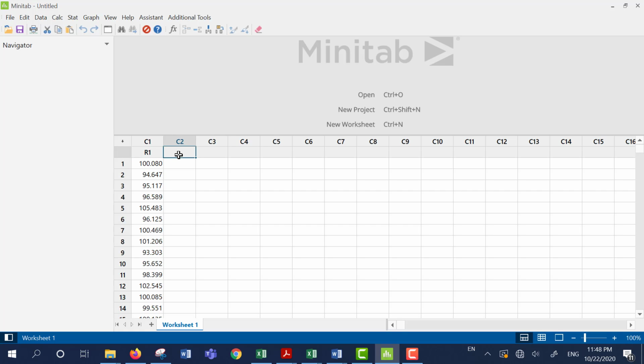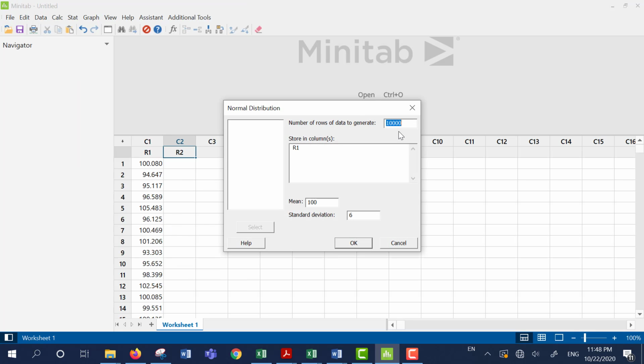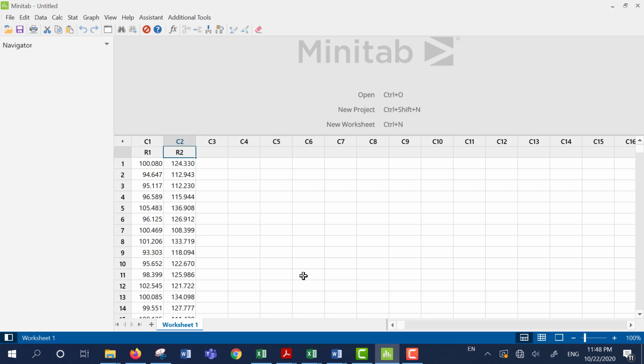Next, I simulate R2. We use Calc, random data, following normal distribution. We want 10,000 trials, like 10,000 values. We store them in column R2. This time, the mean is 120. Standard deviation is 8. Good. Now for every trial, we have one R1 resistor and another R2 resistor.